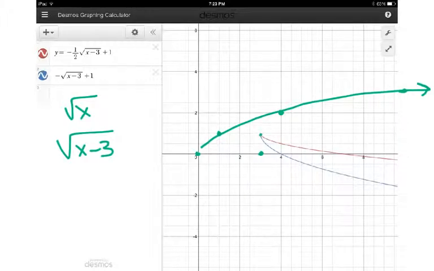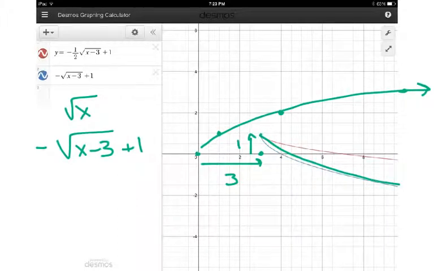So it started at 0, that means it got moved over to here. Hey, look where these graphs start. That's moved to the right 3. And then we took that and we added 1 to it. So we went up 1. So here's my right 3, up 1. And then we put a negative in front of it, which means that instead of going up, it came down. And that's my blue line.